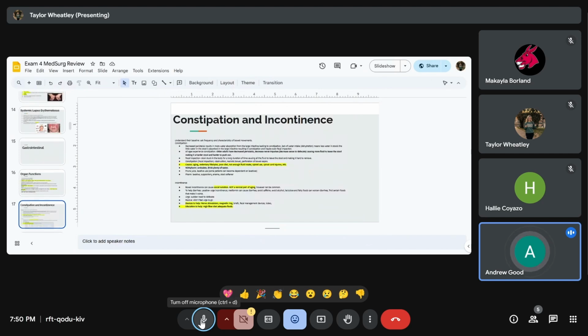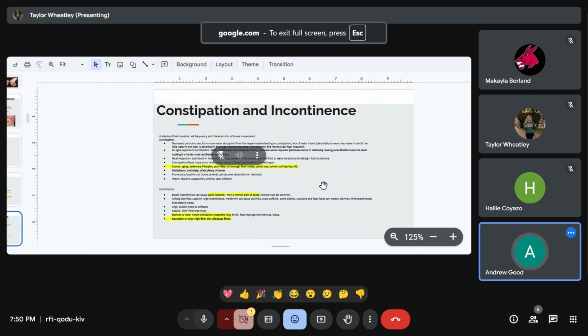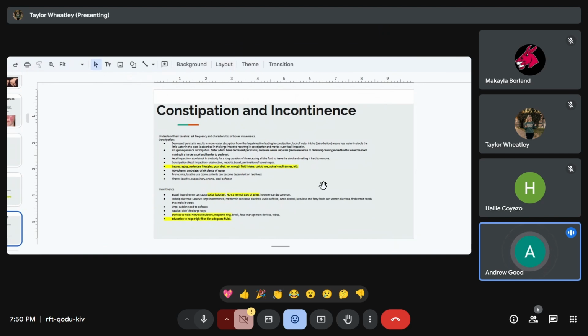And so as we go into the next one, constipation and incontinence. There's quite a lot here, quite a lot of information. You can see what I've bolded, and you can take notes of what you want to. Some of this may be a little bit of common sense. I don't entirely know. It just depends on how much you know of constipation and incontinence of bowels.